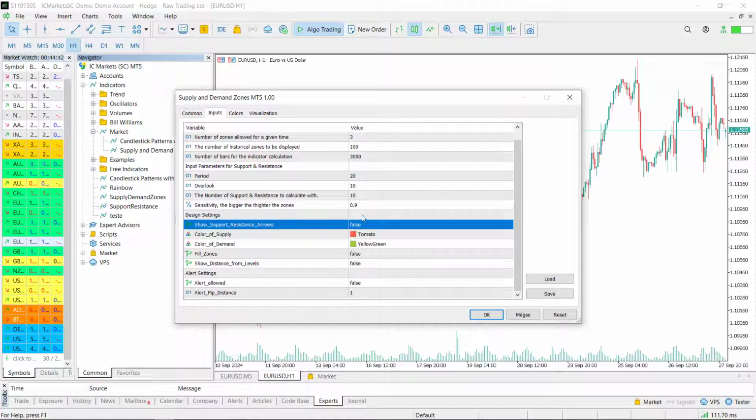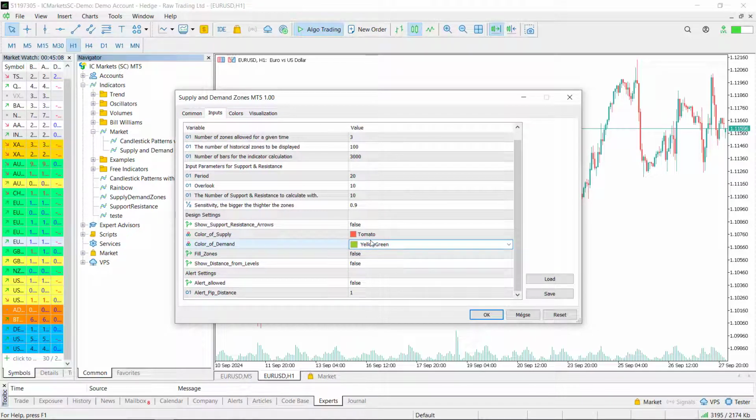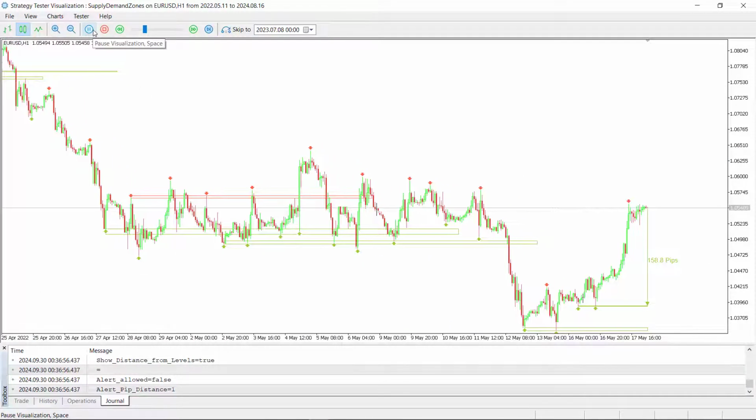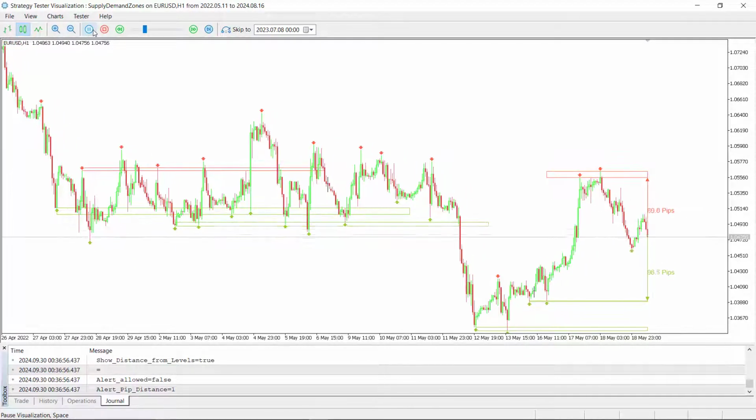Another cool feature is that you can choose to display the distance from the current price to the nearest supply or demand level directly on the chart. This way, you will always have a visual reference of how far the price is from an important zone, allowing you to plan your trades better.